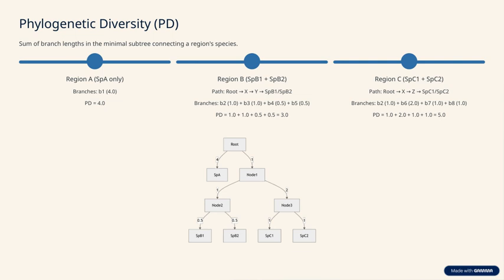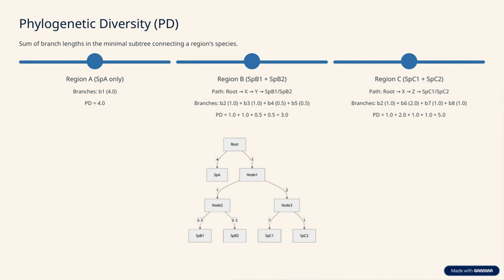Finally, for region C, which includes SBC1 and SBC2, the path goes from the root through node X and then to Z before reaching the species. The branches involved are B2, B6, B7, and B8, with lengths of 1, 2, 1, and 1. Summing those gives us a PD of 5.